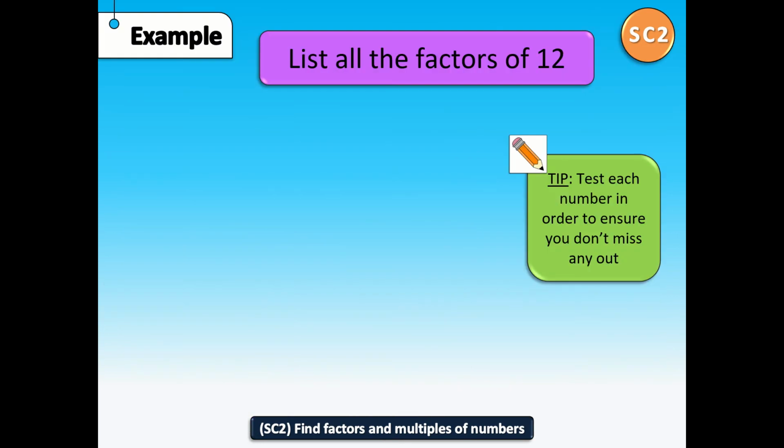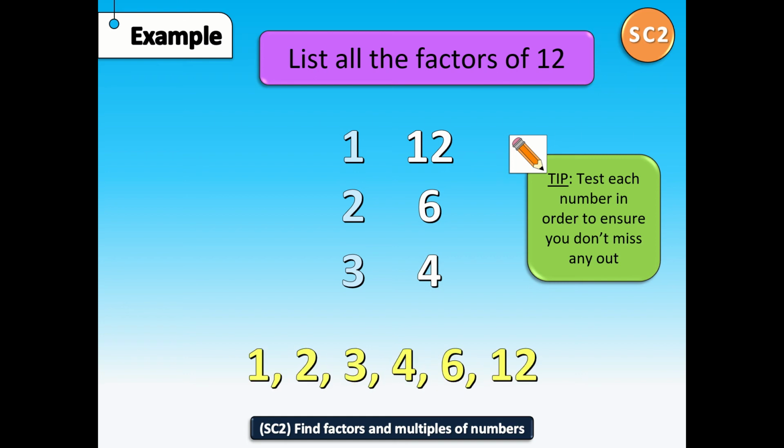This time we want to list all the factors of 12. So we always start with 1 and think about what do we times 1 by to make 12. Well, we times it by 12. Then we move on to 2, and 2 times 6 is 12. So 2 and 6 are both factors of 12. Then we do 3 and 4. So the factors of 12 are 1, 2, 3, 4, 6 and 12.